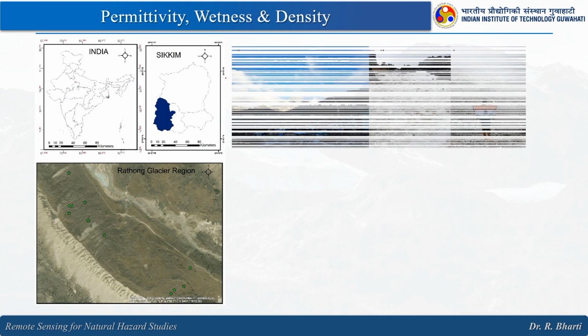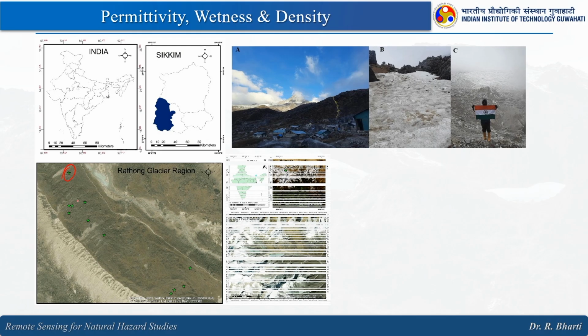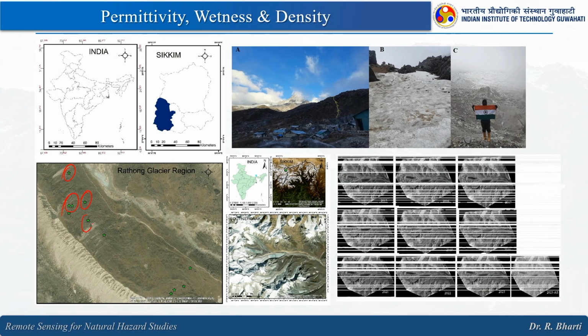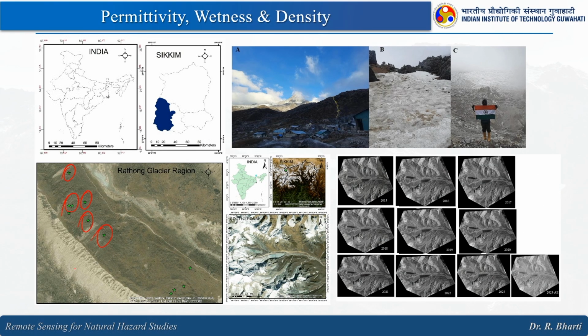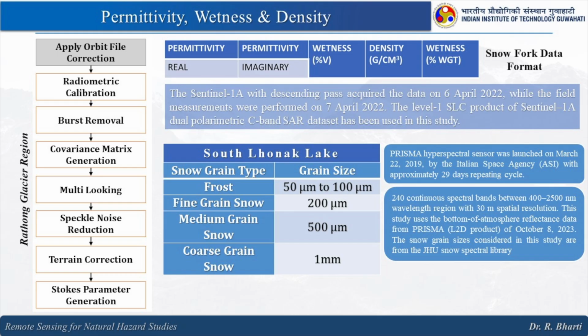So, here you can see the study area. All these star marks are our field locations where we have investigated. These are some of the field photographs, right, and this is again the South Lhonak Lake, and you have already seen in 2015, 16, 17, 18, 19, 20 till 23 how this is changing after the South Lhonak Glacial Lake outburst. So, for this estimation we have used this particular flow.